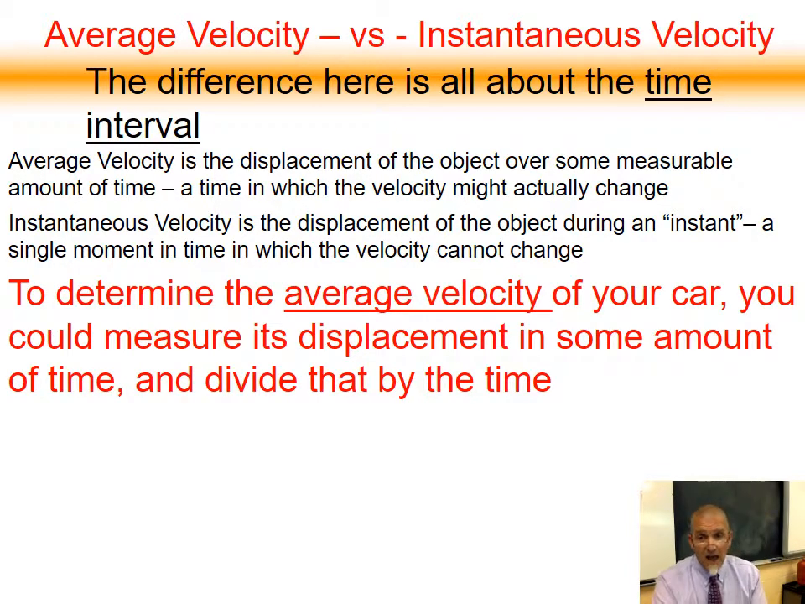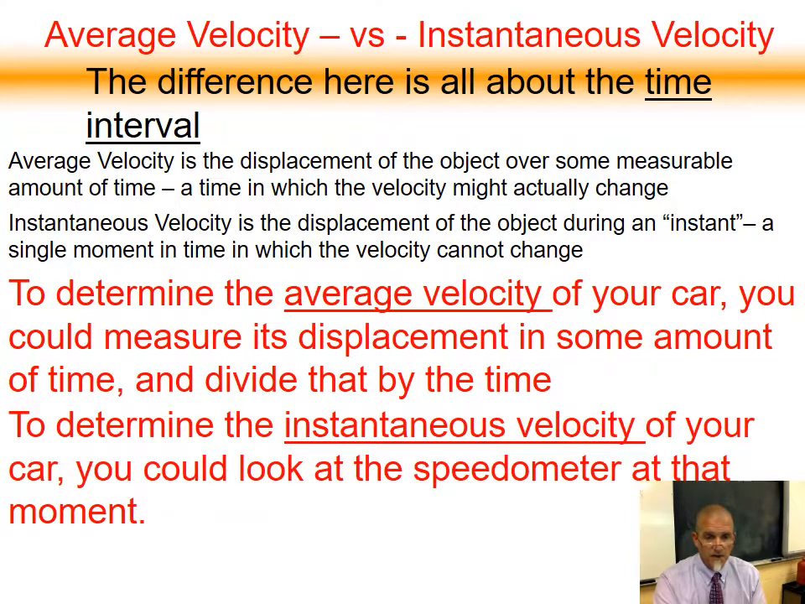So to determine the average velocity of your car, you could simply measure the displacement, use maybe the odometer or some other device to measure the total distance the car would travel in some period of time. Maybe use a stopwatch or whatever else to measure that time. And then you could divide that by the time to get the average velocity.